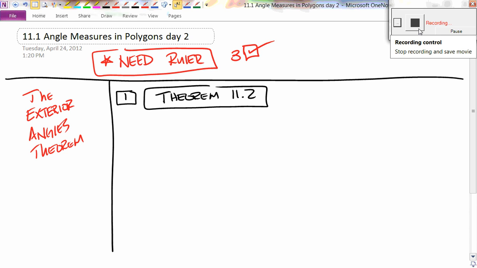Talking about theorem 11.2, which is called the exterior angles theorem. So when you see the word exterior, what are we thinking about? We're talking about outside, right? Okay, so please do me a favor.